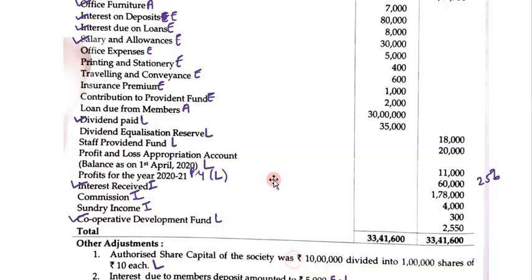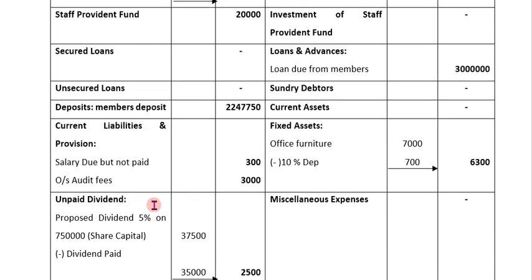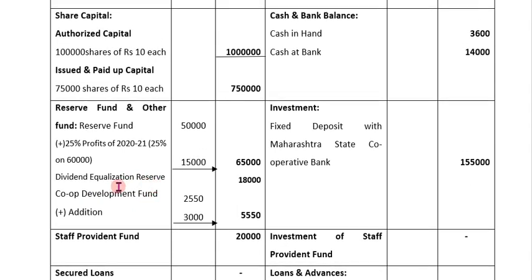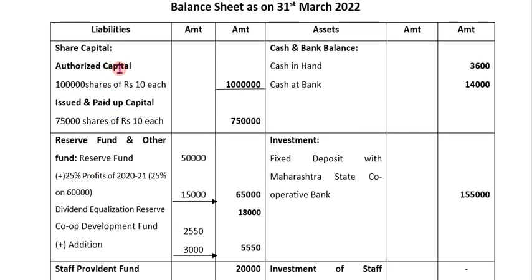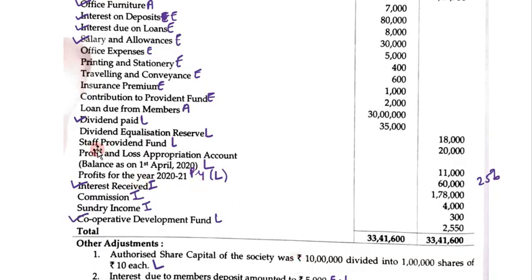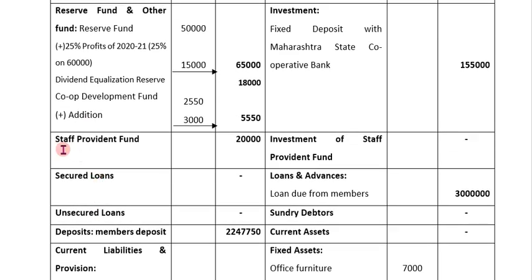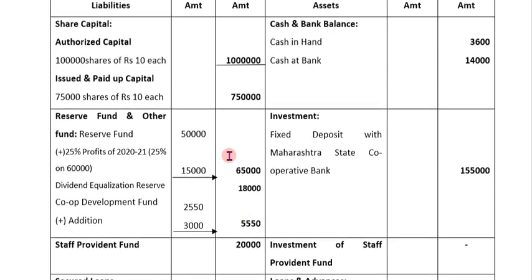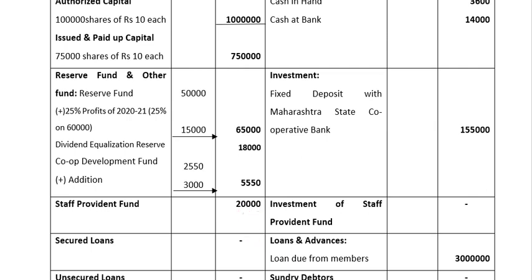Now next we'll move to dividend equalization reserve 18,000. So this entry will come in liability side. Dividend equalization is reserve, so it will come in liability side under the heading reserve fund and other fund. So dividend equalization reserve 18,000. Staff provident fund liabilities 20,000 rupees. So staff provident fund 20,000 rupees in liability side.